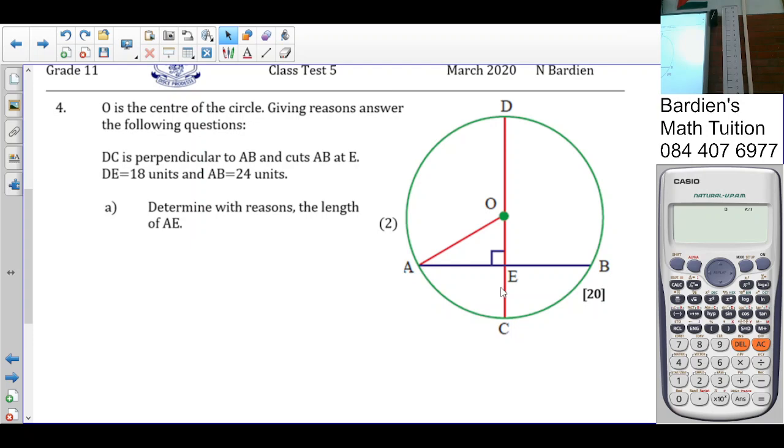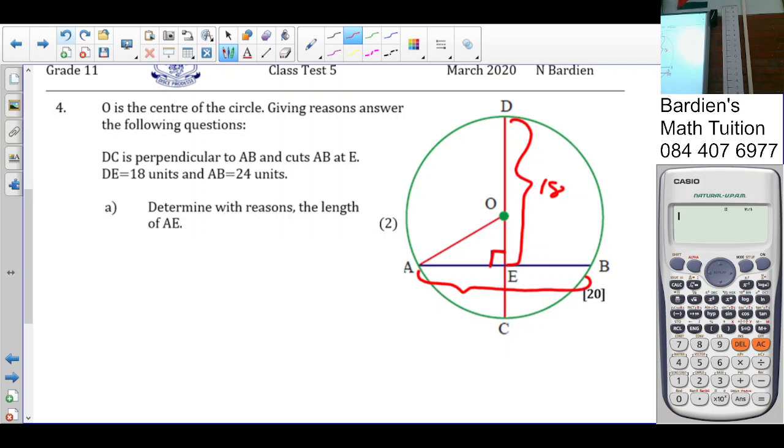O is always the center of the circle. Giving reasons, answer the following questions. DC is perpendicular to AB, hence this perpendicular sign there. At E, DE is 18 units. AB is 24.